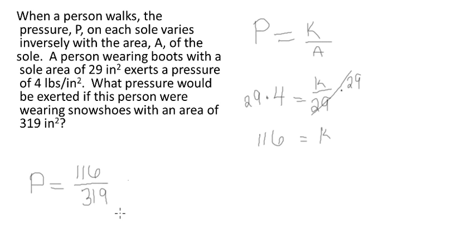Again, I put these numbers in without any labels, and I do the math on my calculator, and I find that P is approximately 0.36. Now, in my answer is where I'd want to worry about my label. I know that I found a pressure. So if I go back into the problem where they gave me a pressure, the label on that pressure was pounds per inch squared. And so I put that label on my answer, 0.36 pounds per inch squared.